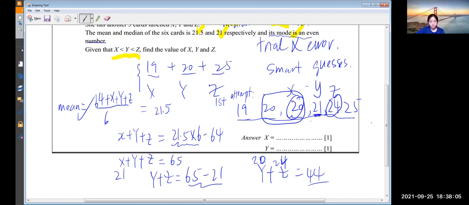No, because these two and then these two, the median in this case is 20.5, right? Am I right? Cannot. Okay, second attempt fail.